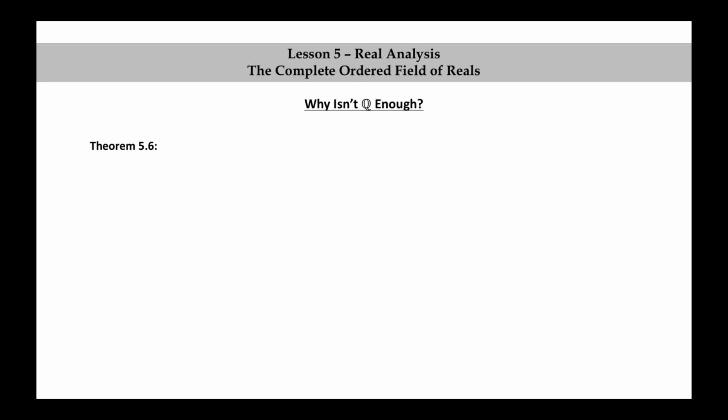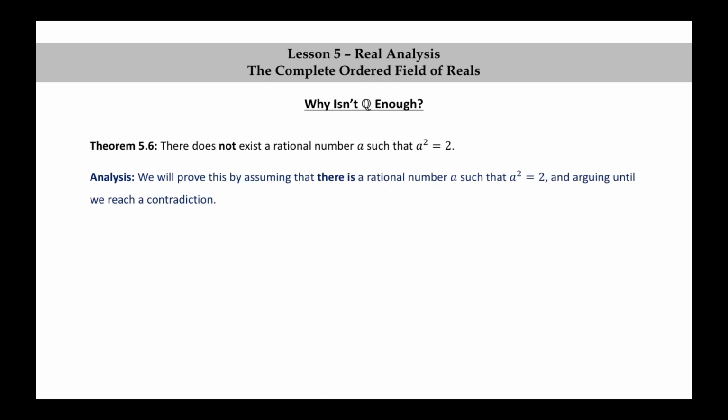Well, we have a theorem here, theorem 5.6. The Pythagoreans proved that there does not exist a rational number A such that A squared is equal to 2. So let's look at an analysis of how we're going to prove this. We will prove this by assuming that there is a rational number a such that a squared is equal to 2, and arguing until we reach a contradiction.